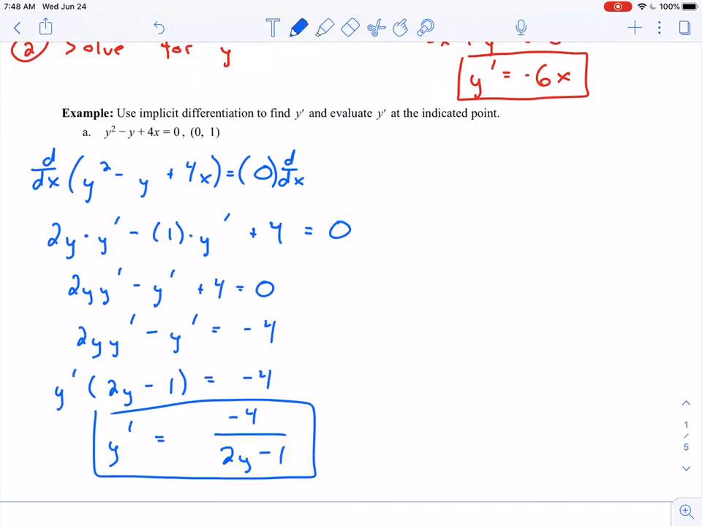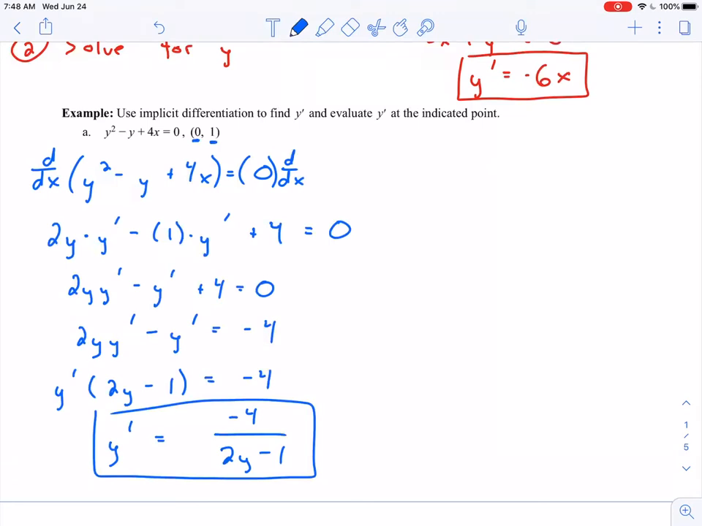So if it depends on both x and y, that means if I want to evaluate y prime at the point that's given, I need both an x value and a y value in order to evaluate the derivative and to find y prime. So I'm just going to take the x value 0, plug that in for x, and the y value 1, plug that in for y.